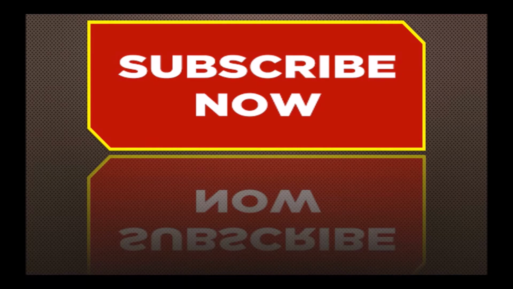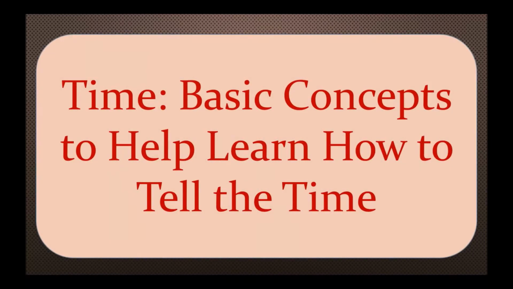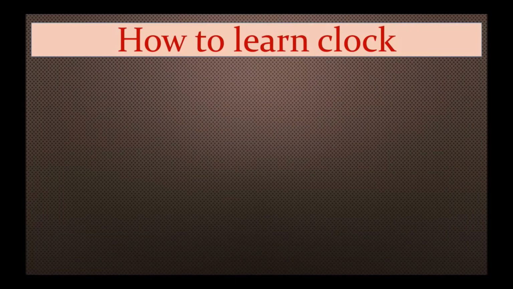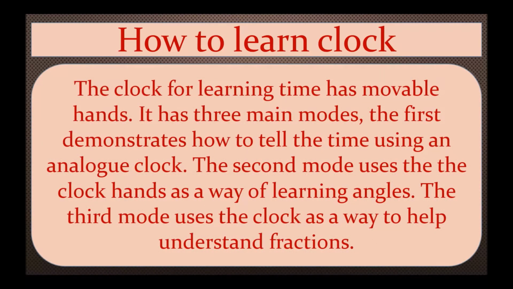Today we will learn about the time. Basic concepts to help learn how to tell the time. Now, how to learn clock. The clock for learning time has movable hands. It has three main modes. The first demonstrates how to tell the time using an analog clock. The second mode uses the clock hands as a way of learning angles. The third mode uses the clock as a way to help understand fractions.